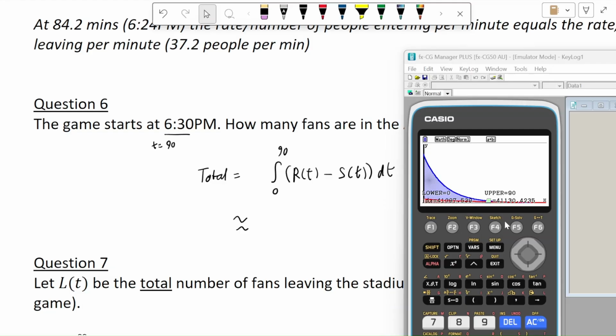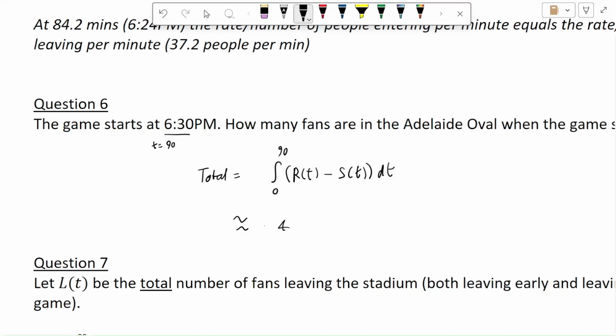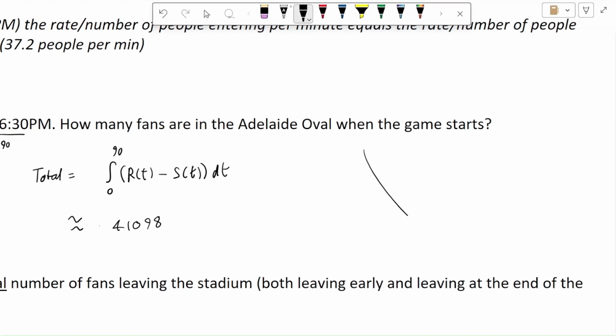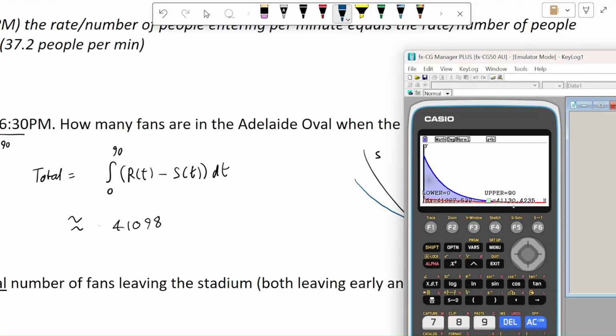All right, now when you work this out, the calculator actually spits out two slightly different numbers. Yeah, the first one is correct, 41098. I want to talk about why that is and why we're getting two different numbers. So basically, this is S, and if I draw a really overemphasized version of it, this is R.